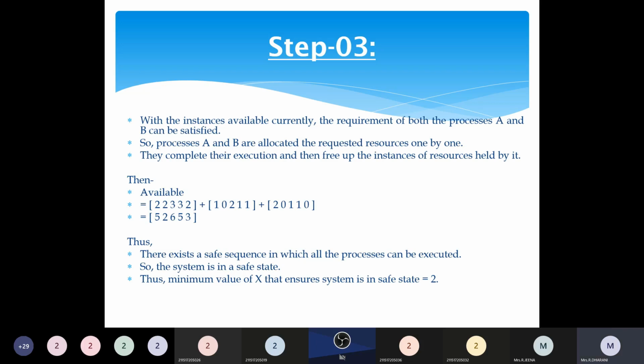So there exists a safe sequence in which all the processes can be satisfied. With the instances available currently, the requirements of both process A and B can be satisfied. So processes A and B are allocated the requested resources one by one, they complete their execution, and then free up the instances of the resources held by them. Then the available is equal to 2, 2, 3, 3, 2 plus 1, 0, 2, 1, 1 plus 2, 0, 1, 1, 1, which is equal to 5, 2, 6, 5, 3. Thus there exists a safe sequence in which all the processes can be executed. So the system is in a safe state. The minimum value of X that ensures the system is in a safe state is equal to 2.